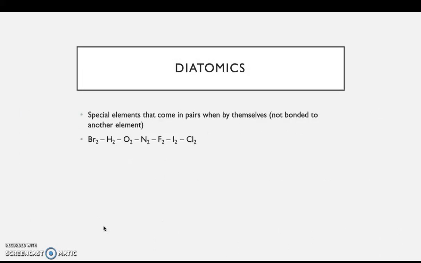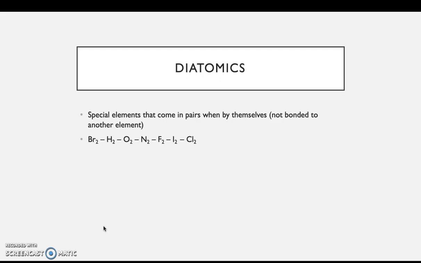Okay, so now a little reminder about diatomics. What are they? They're special elements that come in pairs when they are by themselves. These are not bonded to another element. Okay? If they're bonded to another element, they don't necessarily need the subscript on them. So think of it like shoes and socks. When you go to the store, you can't just buy one shoe or sock. You have to buy a pair.